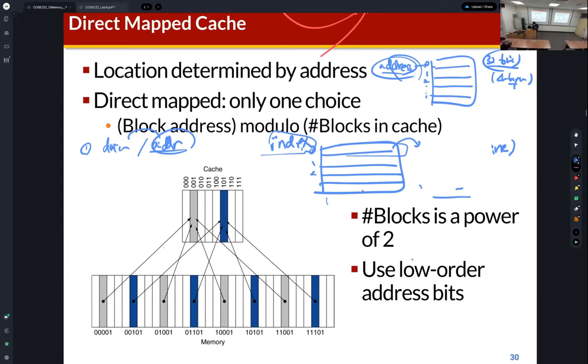And this is an example of the cache. As you can see, this cache has 1, 2, 3, 4, 5, 6, 7, 8 entries, which means 8 blocks. So the index range of this cache is 0 to 7, right? So these are the indexes. And as you can see in this figure, we can know that the size of the memory is larger than the cache.